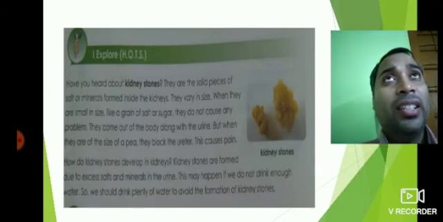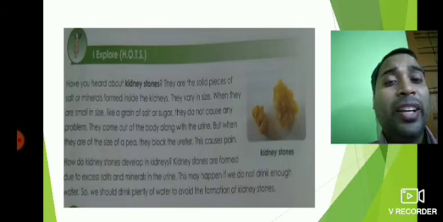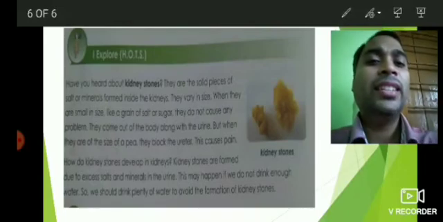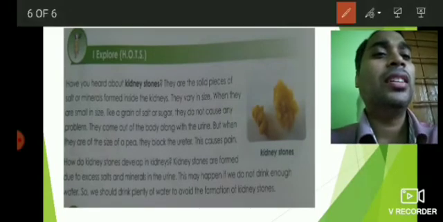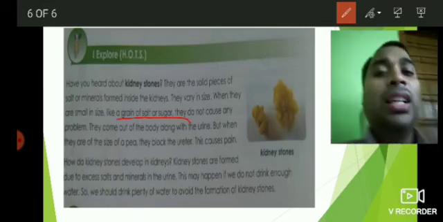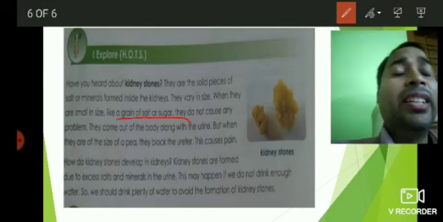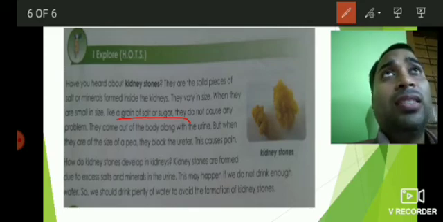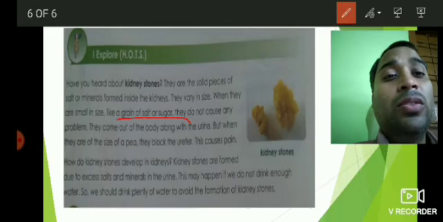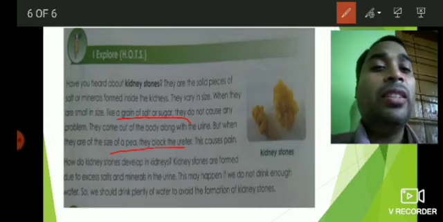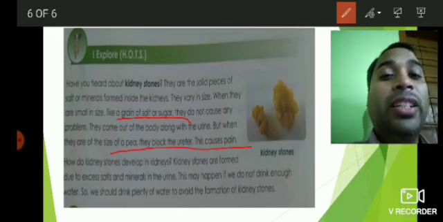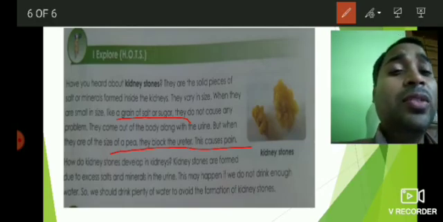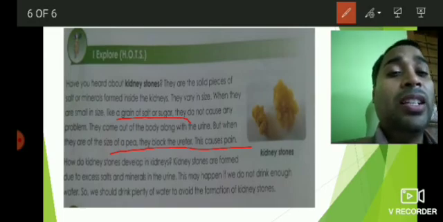So when they are bigger in size, generally it causes severe pain. But when they are very small, like a grain of salt or sugar, it generally comes out through the urine itself, and thus it is not that harmful. But sometimes the size becomes too big that it can block the urine in the ureter and thus causes a lot of pain. So that sometimes needs to be operated on as well. So when they are the size of a pea, they block the ureter, which causes pain. So already we have discussed, when they are big in size, it blocks the ureter, which leads to severe pain, and then it has to be operated on.